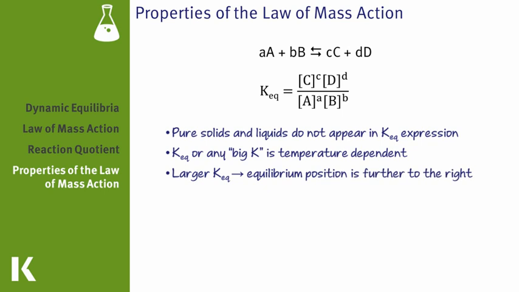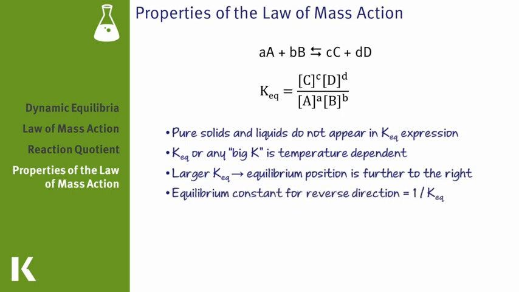A very important property is that if K equilibrium is large, the equilibrium position is more towards the products, and their concentration is higher than the reactants. This is what we chemists want in a chemical reaction. Looking at the equilibrium expression above, when K equilibrium is large, the top number is large and the bottom number is small. This represents a reaction with a lot more product than reactant.